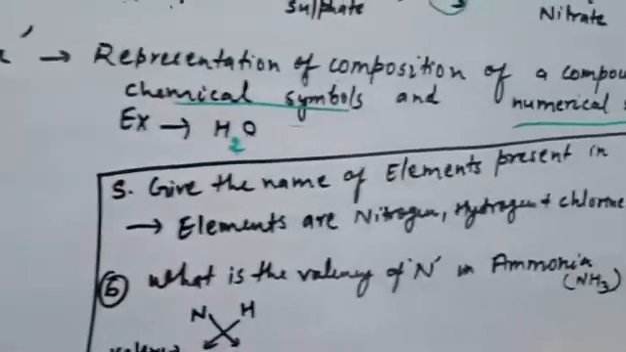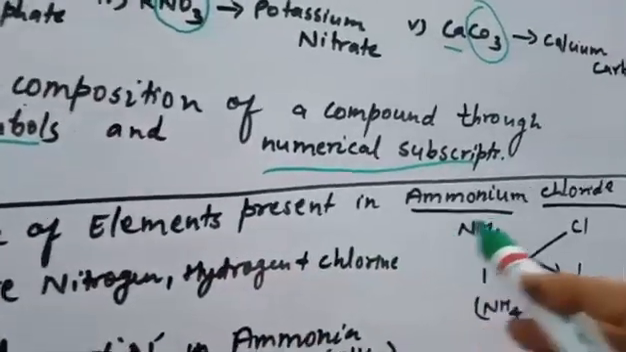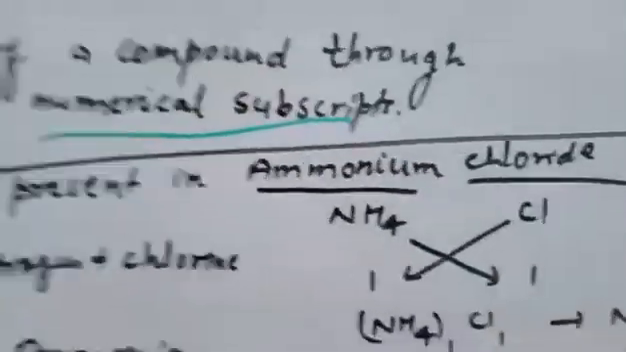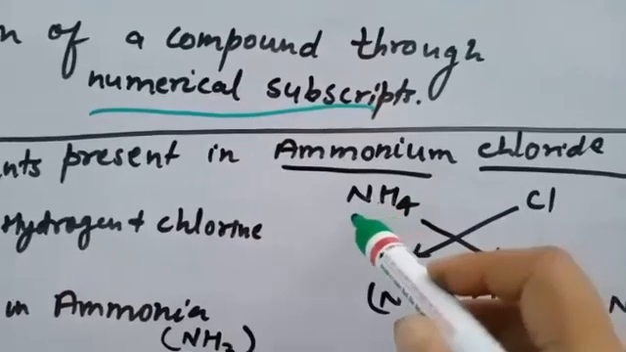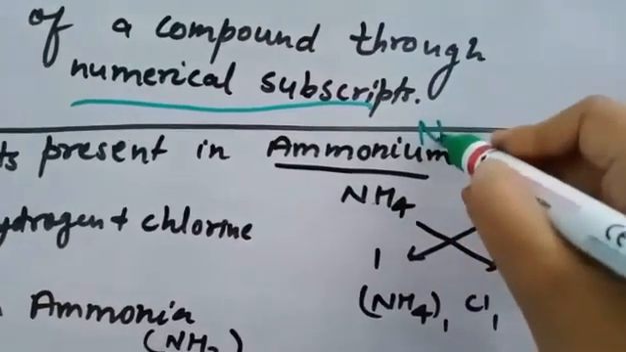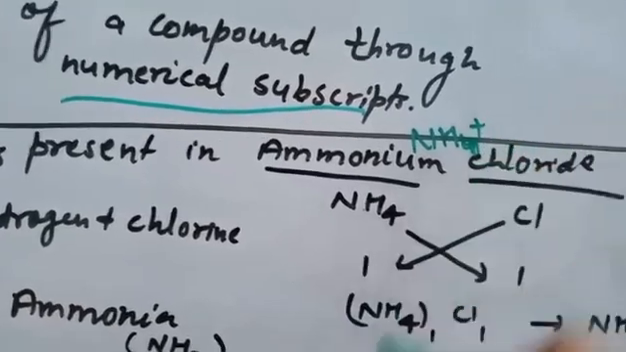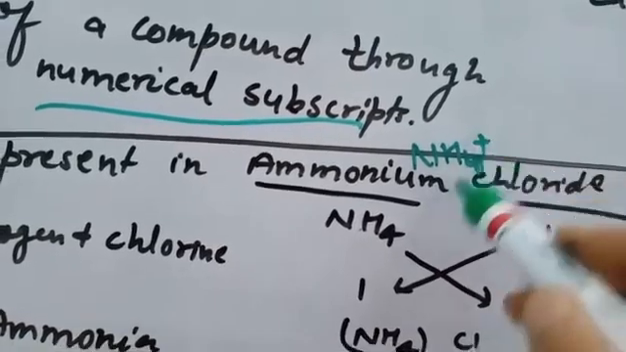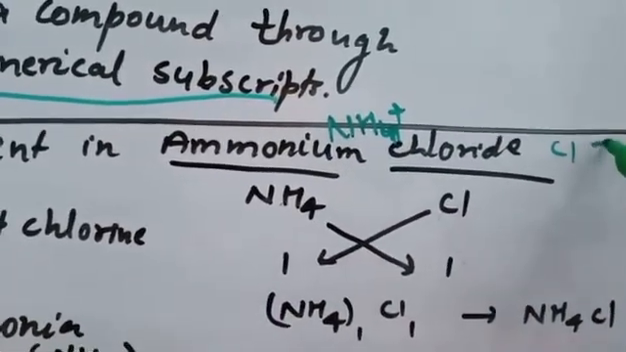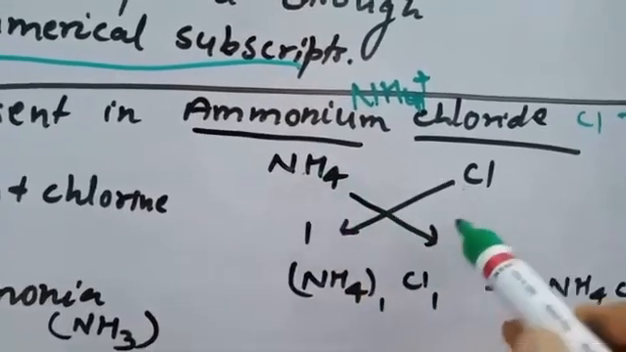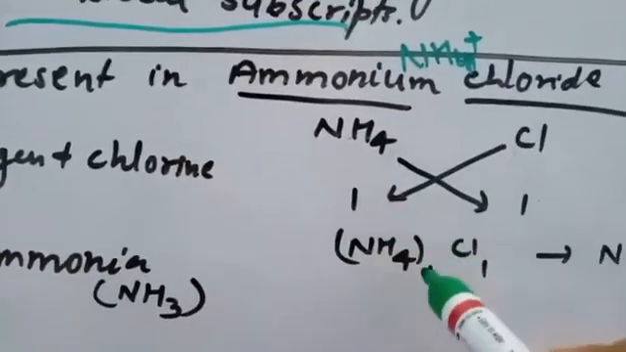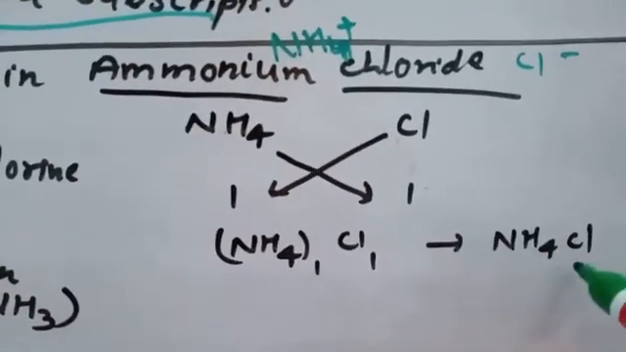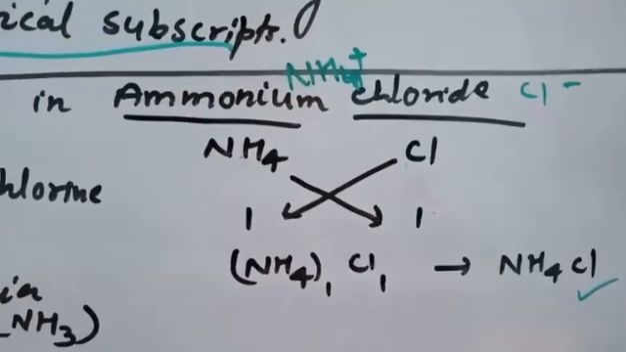Okay. Now the next question was, give the names of the elements present in ammonium chloride. First we'll write the formula. We can predict the formula. Ammonium, you know, is written as NH4 and carries the net charge NH4 plus, and chloride is written as Cl minus. Plus means valency 1, and chlorine is minus, valency 1. So cross over this, you will get NH4 1 and Cl 1. Ignoring 1, we write NH4Cl. So this is the formula of ammonium chloride.